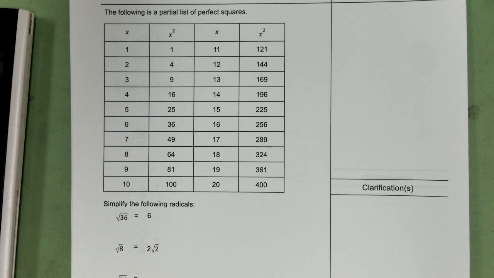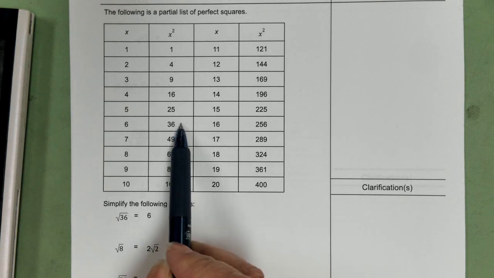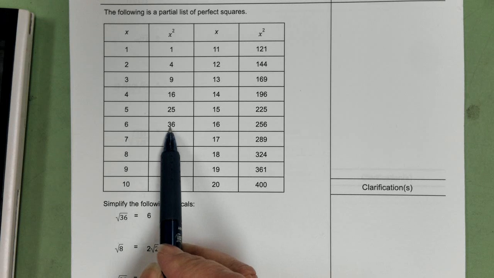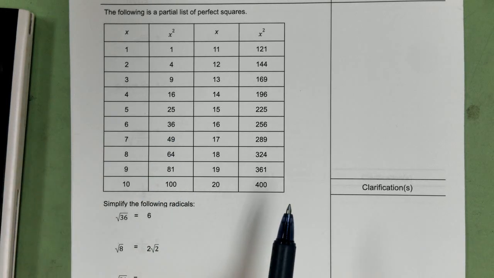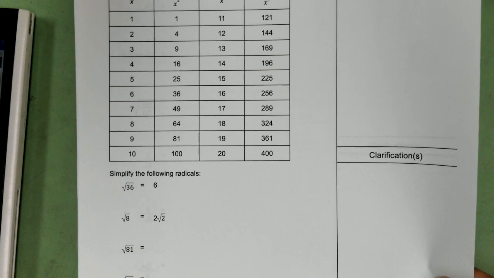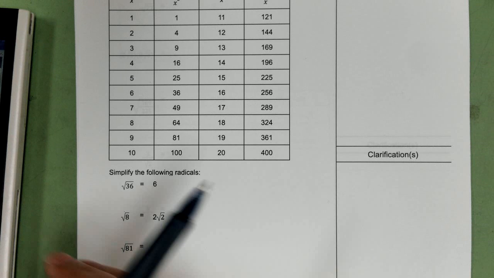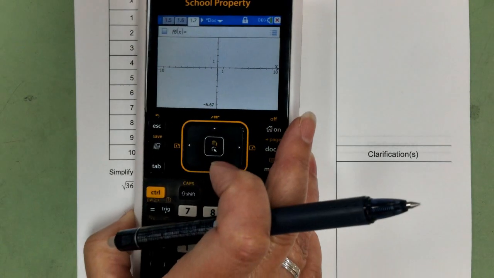So let's start with this first one. We have the square root of 36. If I look up here, I find 36, which means its square root is 6. Moving to the next one, I have the square root of 8. So the way we're going to do this one's pretty simple, but I want to walk you through the calculator.